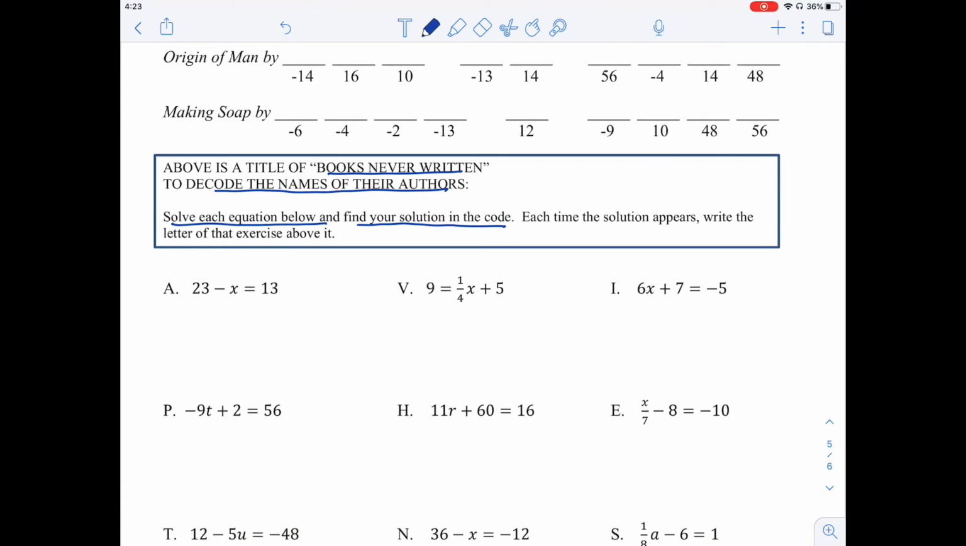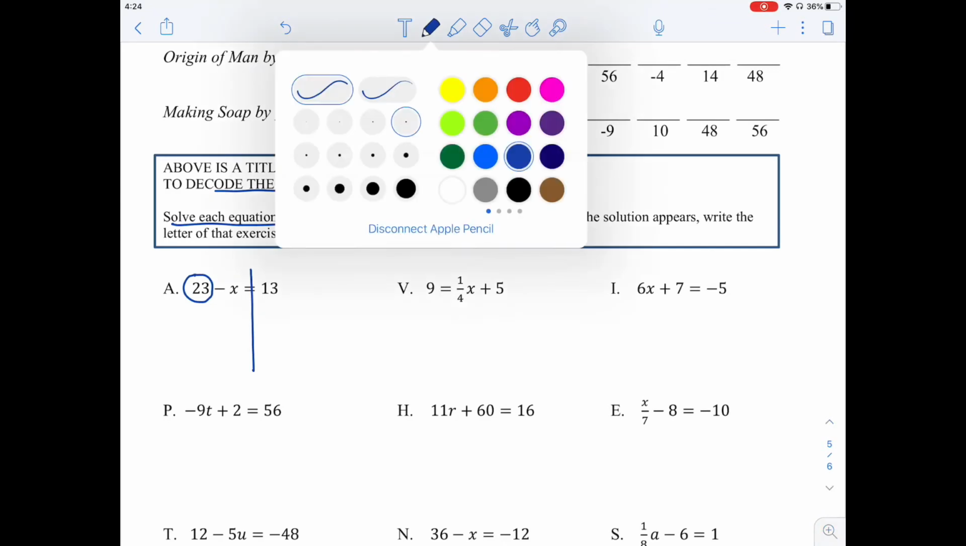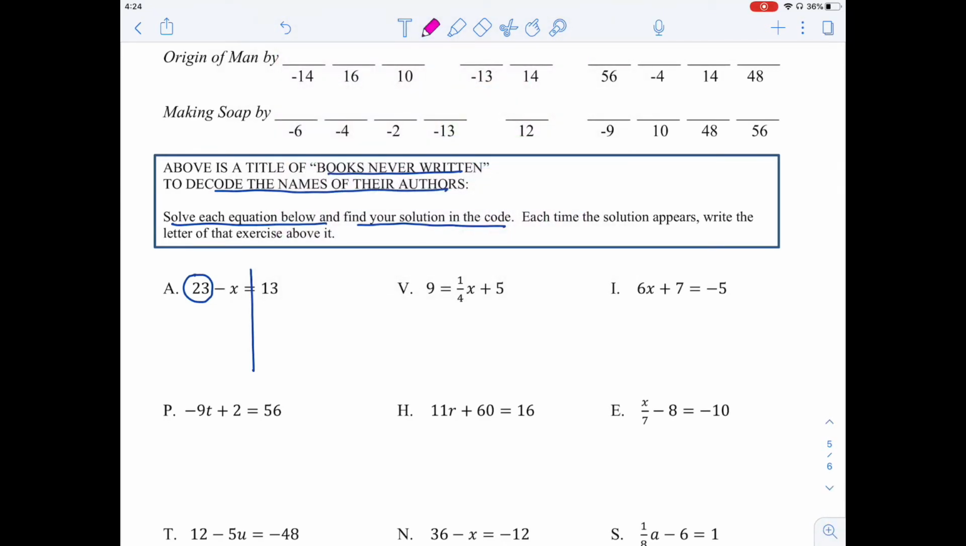Okay, so letter A. We got 23 minus x equals 13. So we're going to identify where the variable is. The variable is on the left side of our equal sign, right? So on the left side, you want to get rid of that constant first. Here's a constant, we're going to get rid of that. We're doing the opposite. That's a positive 23, so we're going to subtract 23, and we must do it to both sides to keep it equal.